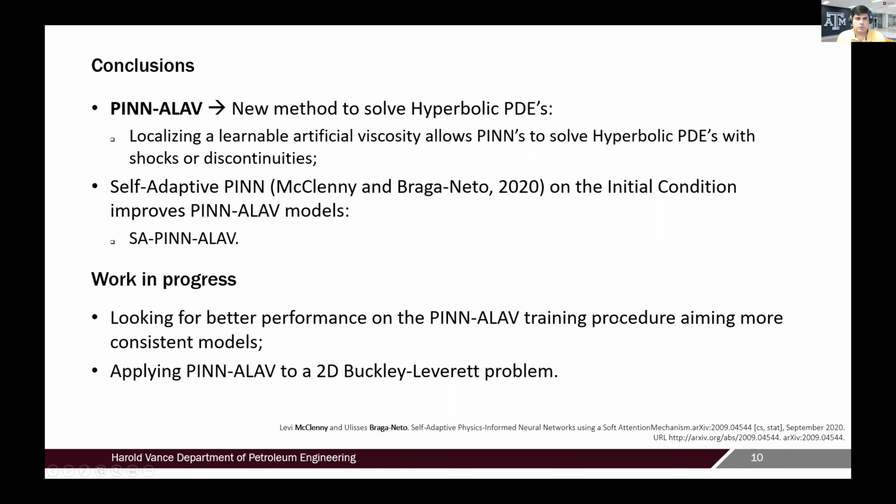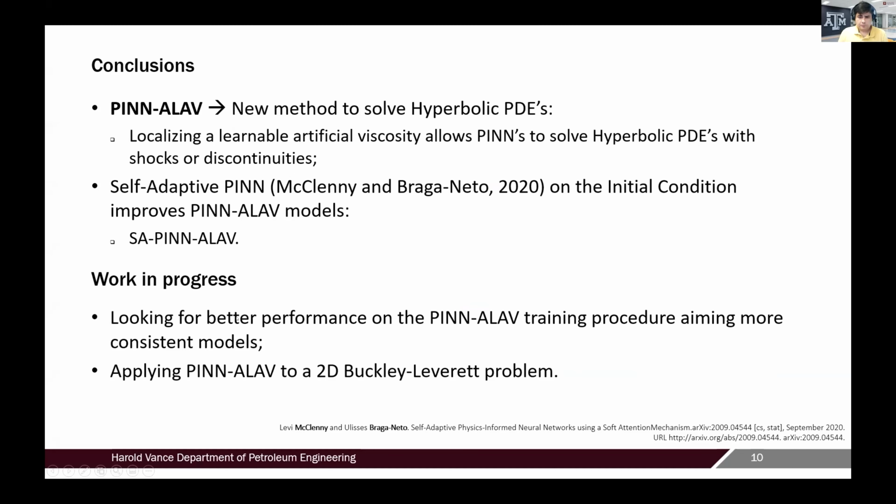Okay, so this was the idea, and it was a short presentation, but what we are getting, PIN ALAV, is a new method to solve these hyperbolic PDEs. We are localizing a learnable artificial viscosity to allow PINs to solve these hyperbolic PDEs with shocks and/or discontinuities. We also noticed that self-adaptive PINs proposed by McClenny and Dr. Braga-Neto on the initial condition improves our response. And if you like acronyms like me, this will be SAPINALAV, okay, this method.